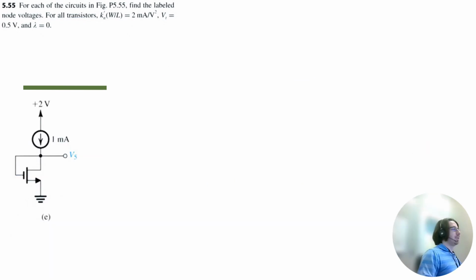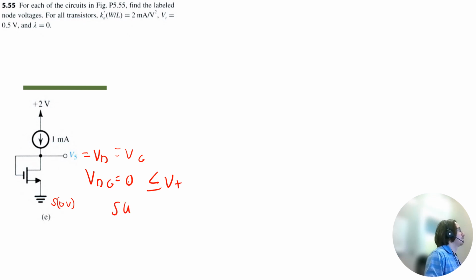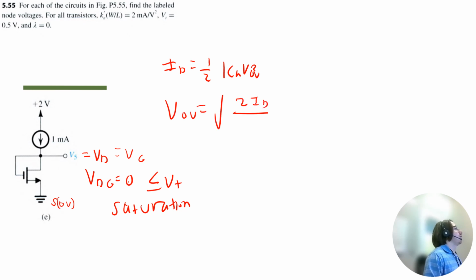Okay, let's solve circuit E. So again, it's an NMOS with our drain being read here at V5. Once again, the drain is being shorted to the gate, so these are all equivalent, and we have our source grounded at 0 volts. Okay, we see that the voltage from drain to gate is equal to 0 because they're equivalent, which is less than our threshold voltage. So once again, this is operating in saturation. So we have ID is equal to 1/2 Kn V overdrive squared. So V overdrive is equal to the square root of 2 times the drain current divided by Kn.